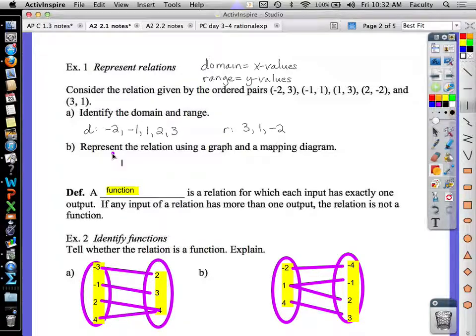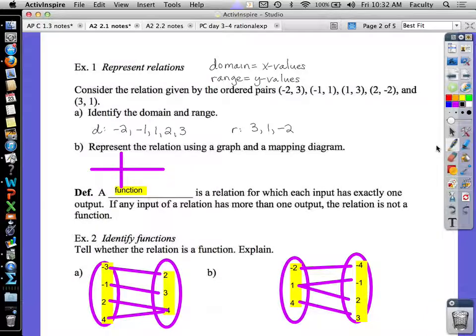So let's start with the graph. And what I'm going to do, when I do a graph, and this is just in general, look at your largest x value. My largest x value is 3, so I'm going to go to the right 3 and the left 3. I also look at my largest y value, and I mean that by positive or negative, and there's a 3 for the y value, so I'll go up 3 and down 3.